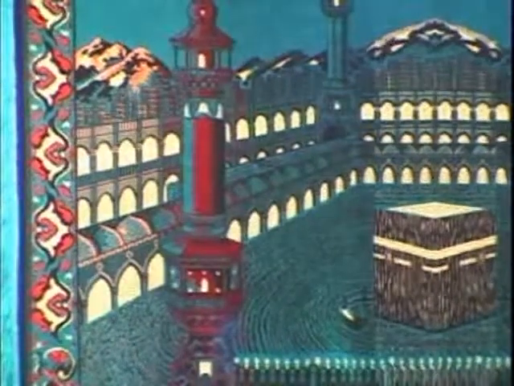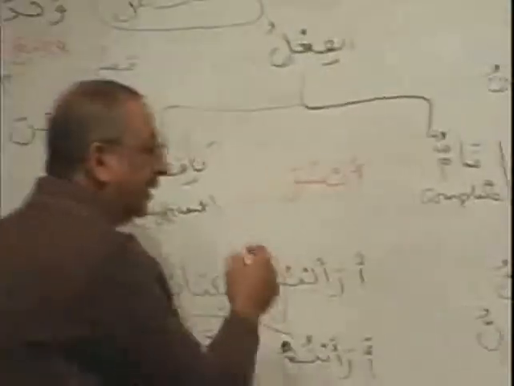No, this is a nice verb. It's an amr. But we will not go into detail because we will do it later on. Okay. Abshir. It's an amr. What is the meaning of it? Take good news. Take good news. Let me write it down. It comes from Abshara. Brother and sister, it comes from Abshara.